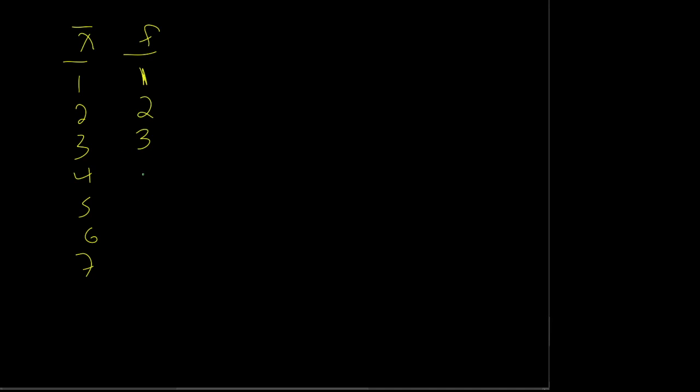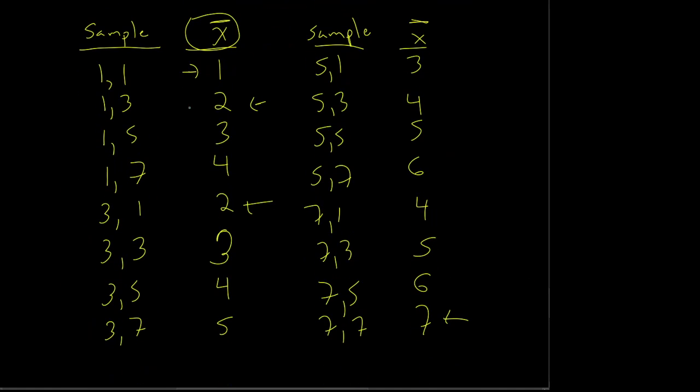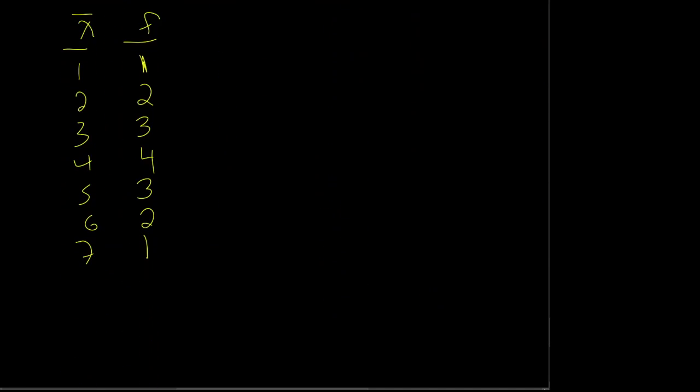There were 3 3s. There were 4 4s, 3 5s, 2 6s, and 1 7. All right, we come back here and look at the averages. I have 2 2s, 3 3s, 4 4s, 3 5s, 2 6s. So you see what I'm keeping a frequency track of? Of every possible set of experiments of 2, right?